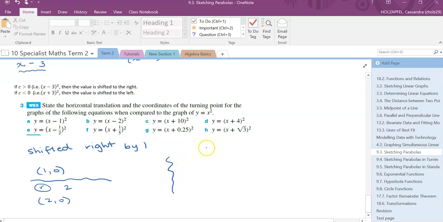All right, let's do a tricky one. Let's have a look at this one here. So this one is now x plus something.